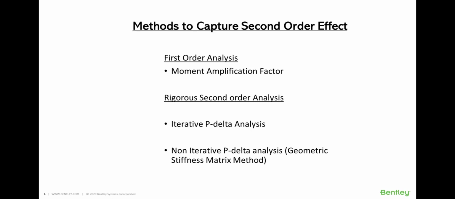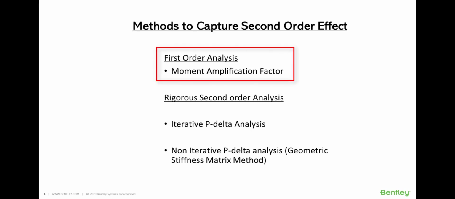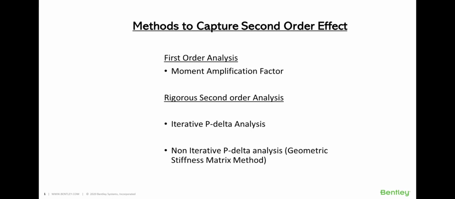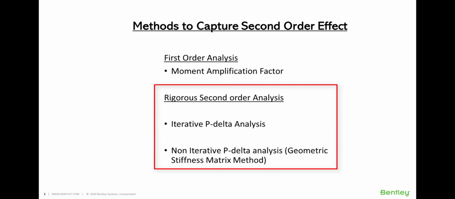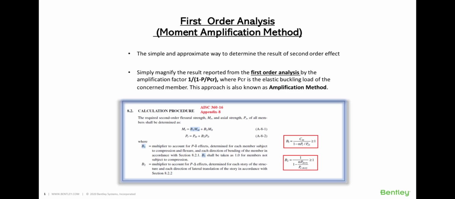First one is the first order elastic analysis, whose results are amplified by some expression to get the second order effect. And the second one is the rigorous second order analysis, where the iterative and the non-iterative P-Delta analysis methods come under. So the first approach is by using the first order elastic analysis, which is further magnified to get the second order effect.